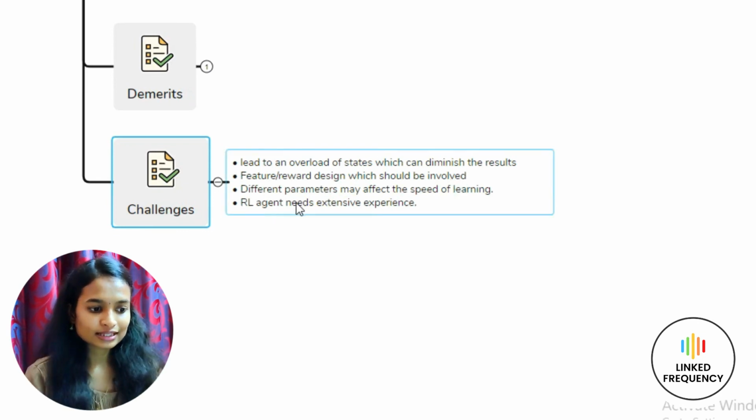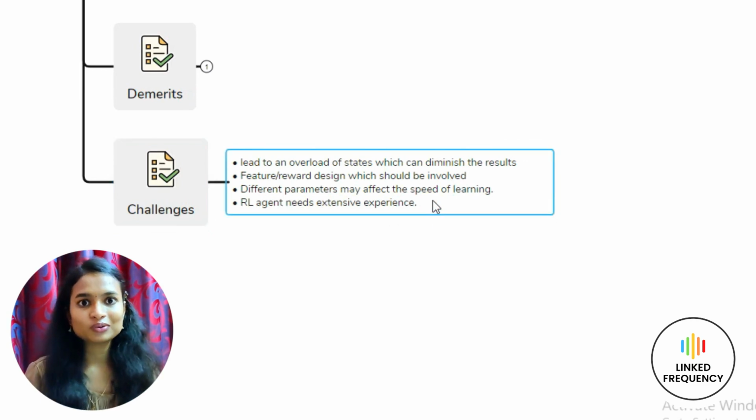An RL agent needs extensive experience. This extensive experience is only gained when it has a lot of trial and error and when it tries to learn a lot of things on its own. So it requires a lot of time to learn to that extent. These are the basic challenges which might be faced whenever we are trying to use this reinforcement learning approach.